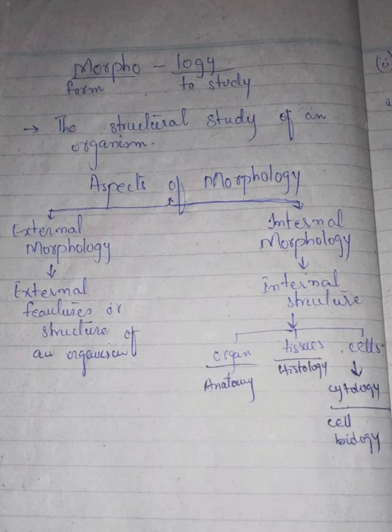The study of tissues is called histology, and the study of cells is called cytology, or cell biology. But there is a little difference between cytology and cell biology. They are not the same. Cytology is the study of the structure and composition of the cell, whereas cell biology is the study of the structure, composition as well as the function of the cell.